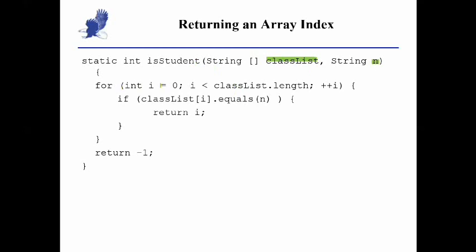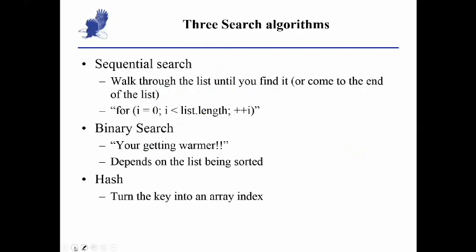So here's my for loop. I start at zero. I go through the entire list. I ask if the list equals the name that I've given it. If so, notice what I'm returning. I'm returning the array index. I'm returning this thing right here, so that the code can figure out then what to do. Now, if I don't find it, that's easy. I return negative one. And that's simple because, of course, there is no such thing as an array list index of negative one.